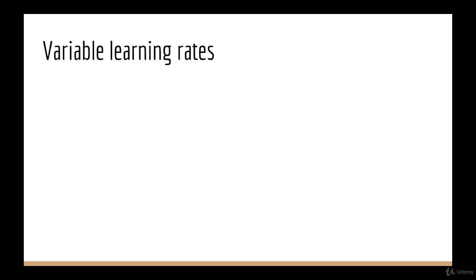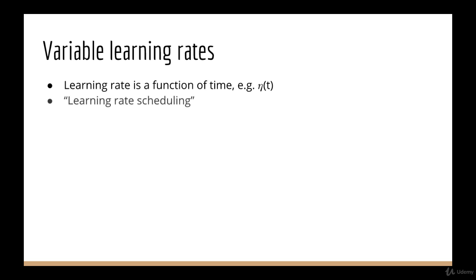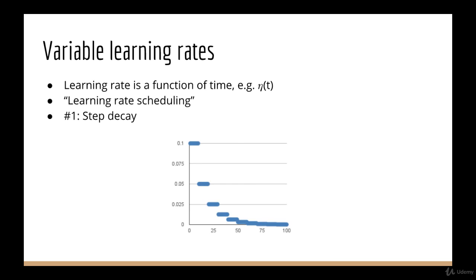The first thing we'll talk about is variable learning rates, or in other words, learning rates as a function of iteration or time. Sometimes people call this learning rate scheduling. They are very simple, but they give you a lot to play with. So the first one we're going to look at is called step decay. Essentially what we do is, periodically, say every 100 steps, we reduce the learning rate by a constant factor. So for example, we divide by 2, or halve it each time. If we plot it, you can see that it kind of looks like a staircase.